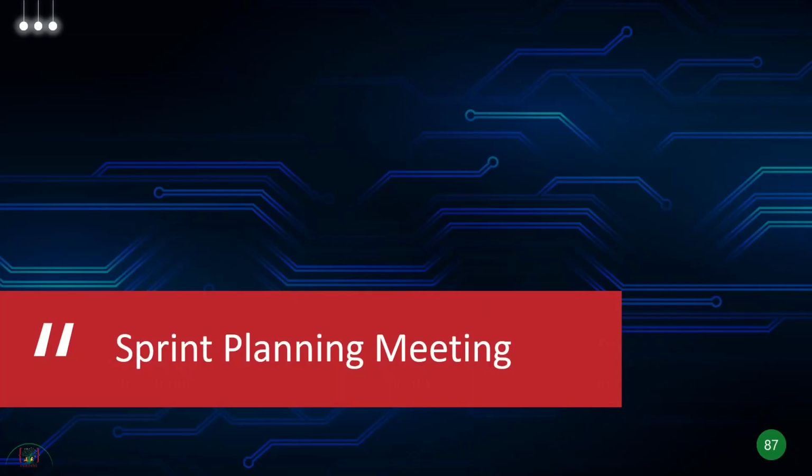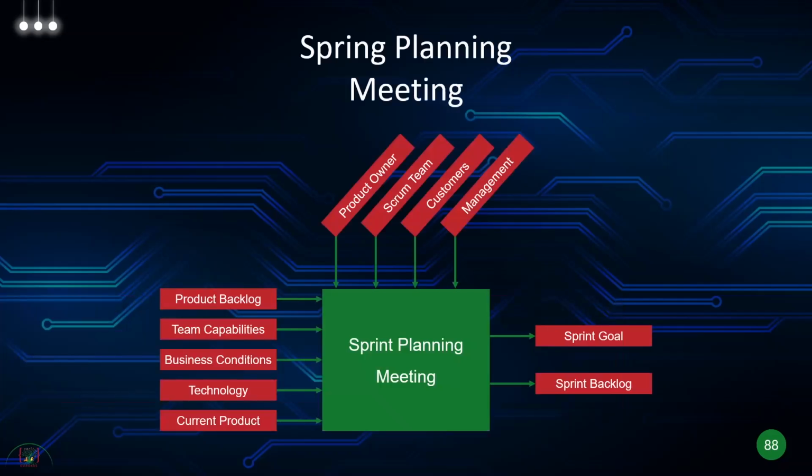Now, the next step, right? The next ceremony that we're going to talk about is the sprint planning meeting. So we have a prioritized product backlog from the product owner. Now, let's go into the sprint planning meeting, which will be facilitated by the Scrum Master, and the development team will be part of it.